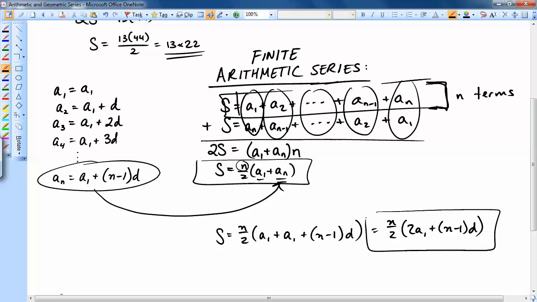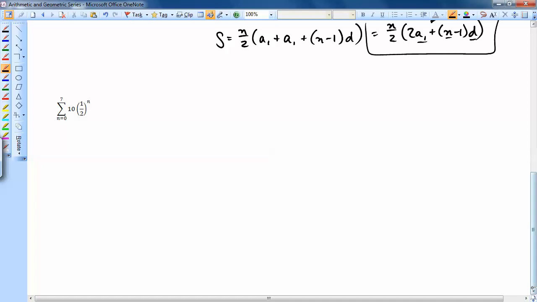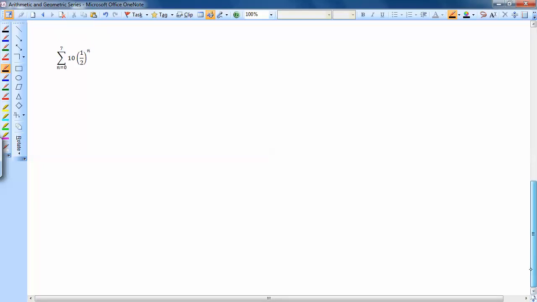And they both work. This one is often a little bit better because then you just need the difference, the total number of terms, and the first term. You don't actually ever need the last term out of it. Whereas this one, you would actually need to know that last term. Okay. So geometric sequences, in my opinion, are a little bit easier, but it's up to you how you want to think about it.